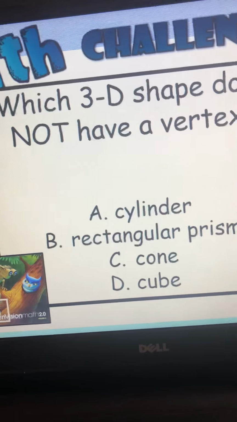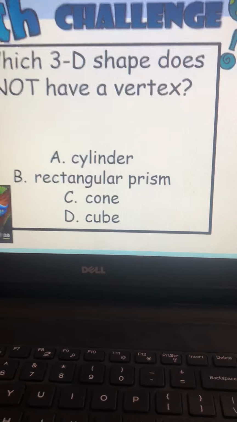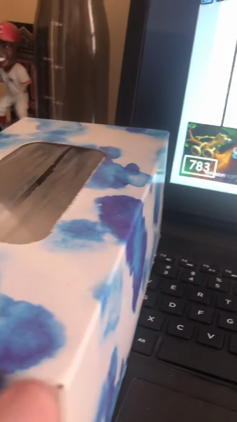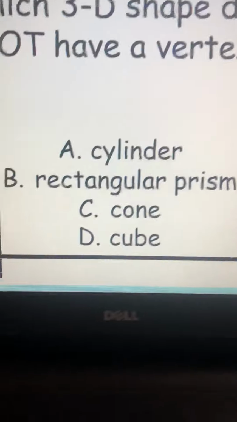Let's just make sure that that's the right answer though by going through each one. Rectangular prism. Obviously, there's vertexes on the prism. See how there's a corner right here? There's lots of vertices. So that's not correct.